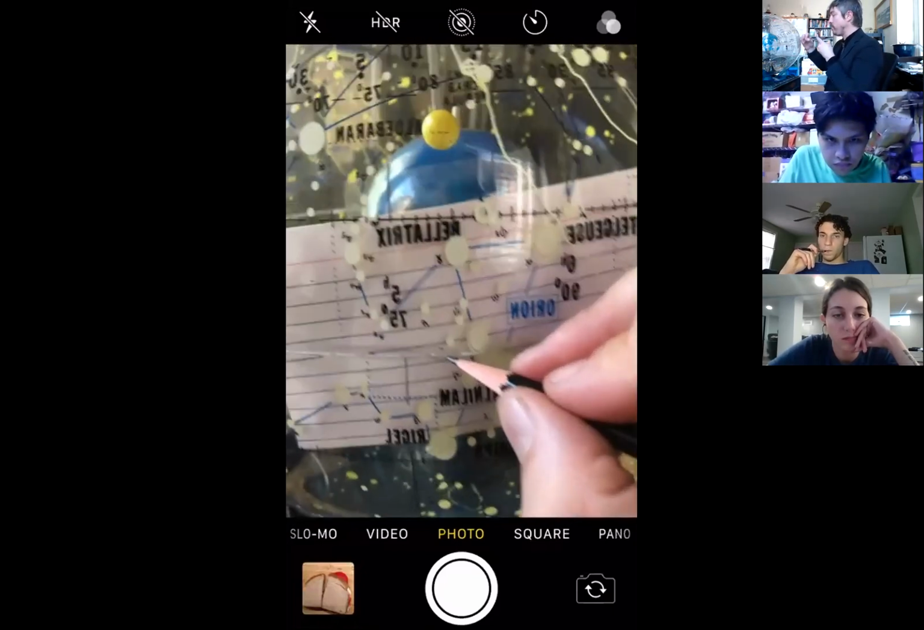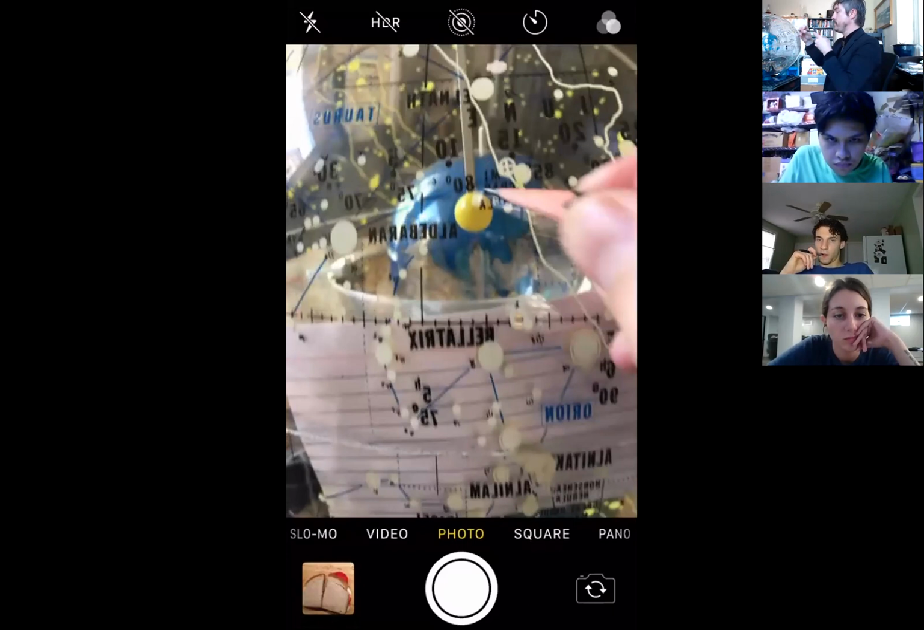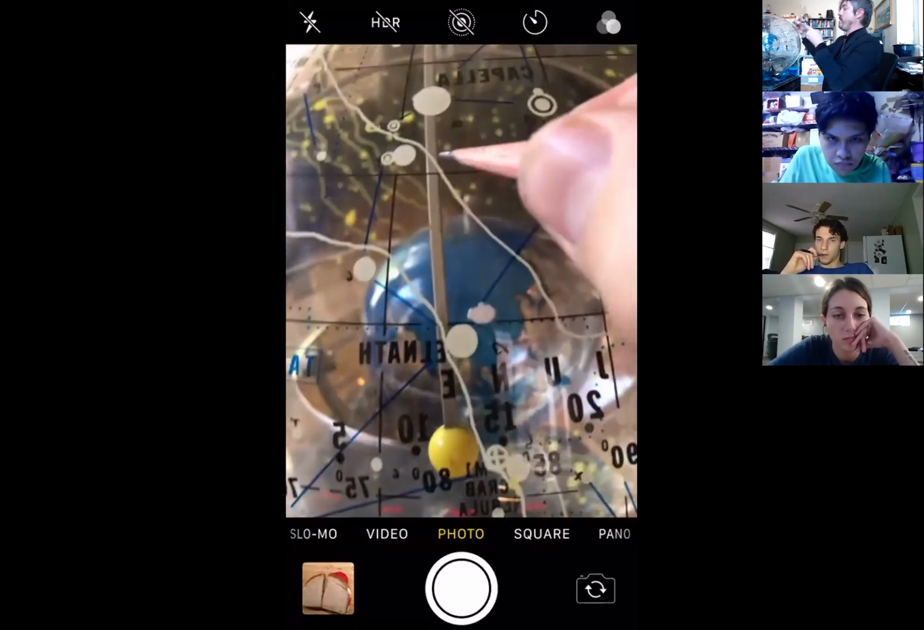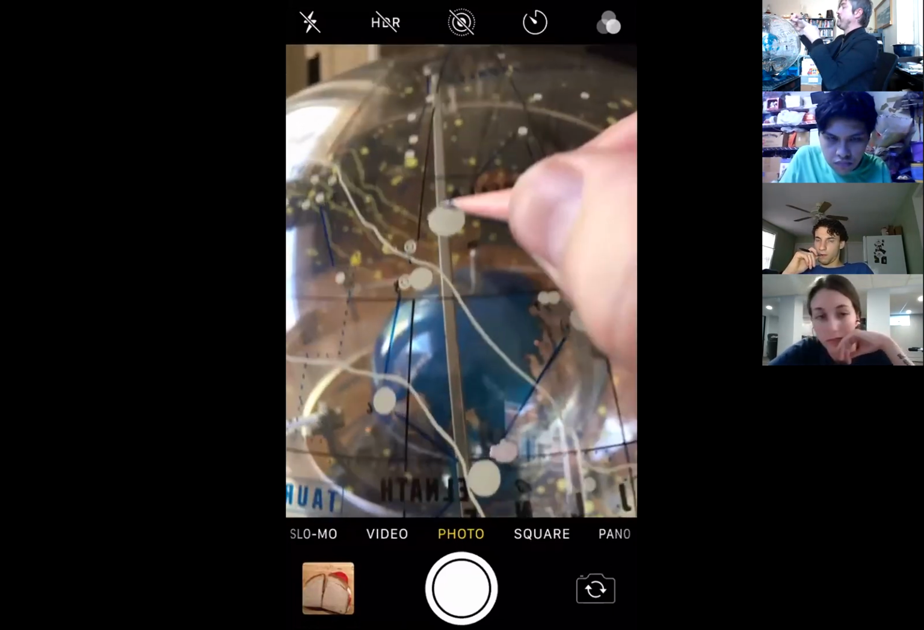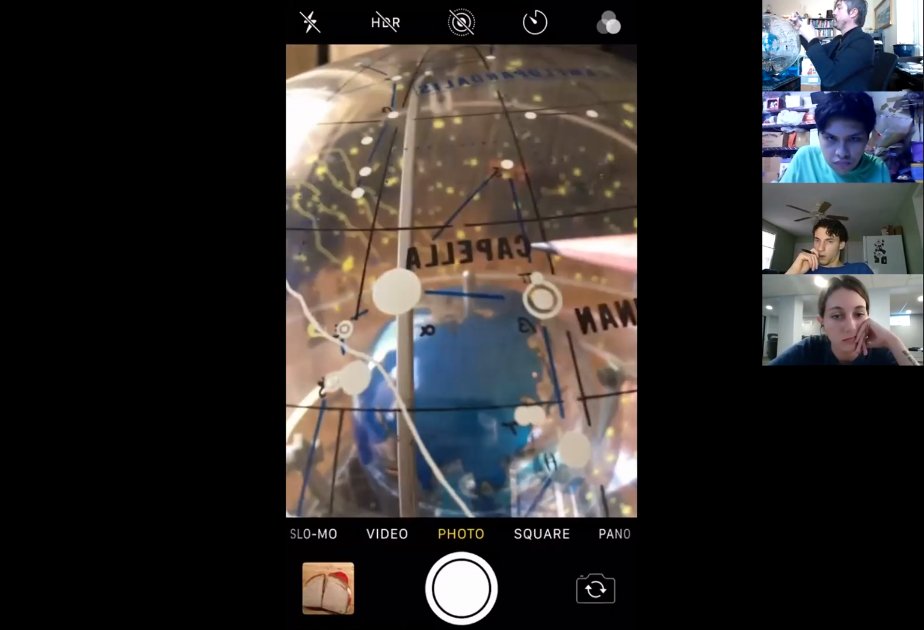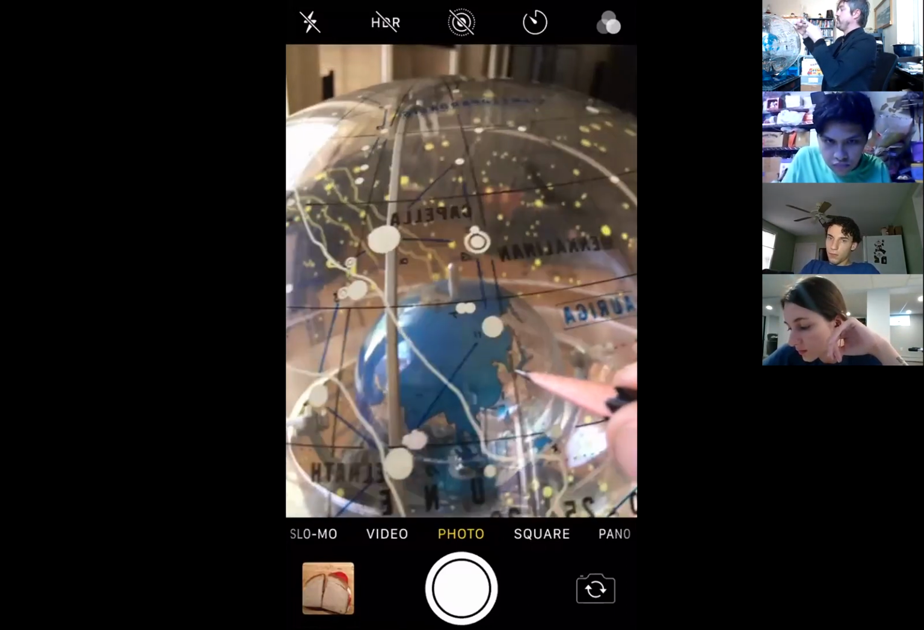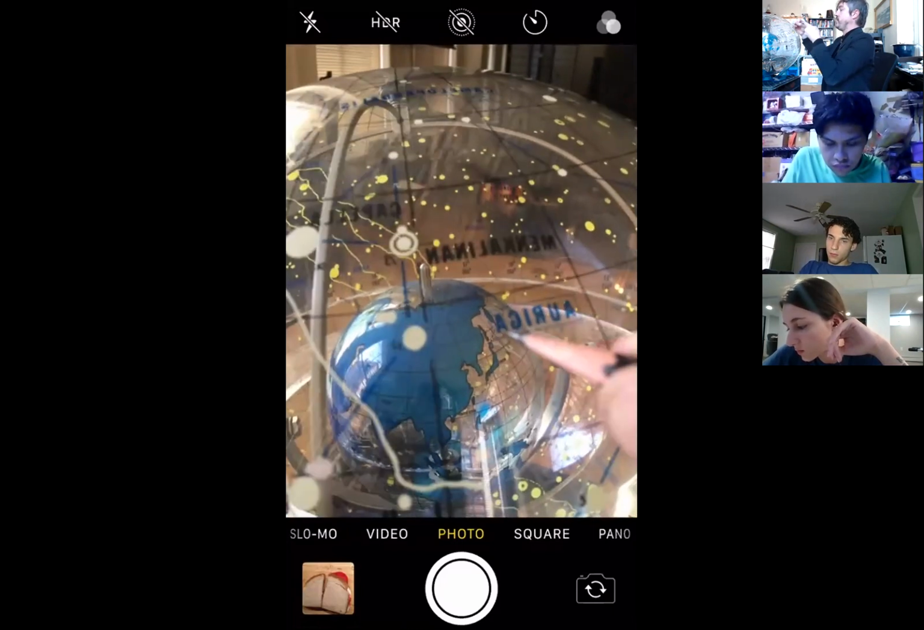All right. So positive 10. The next line is positive 20, 30, 40, and 46 will be a little bit above halfway. We have the great star Capella, and Capella is in this constellation, Auriga, the herdsman.